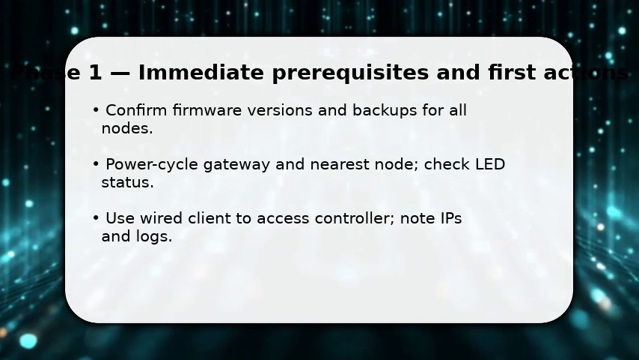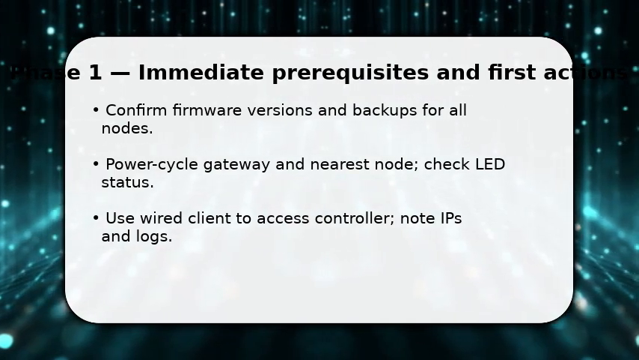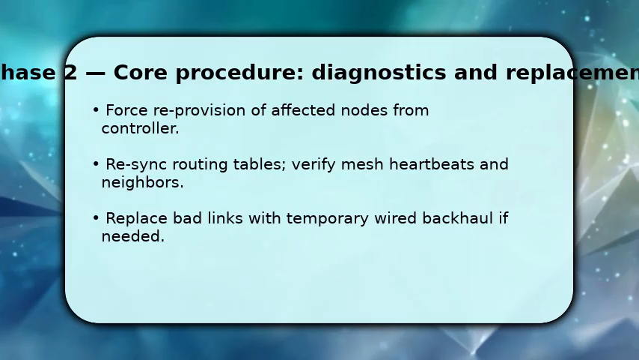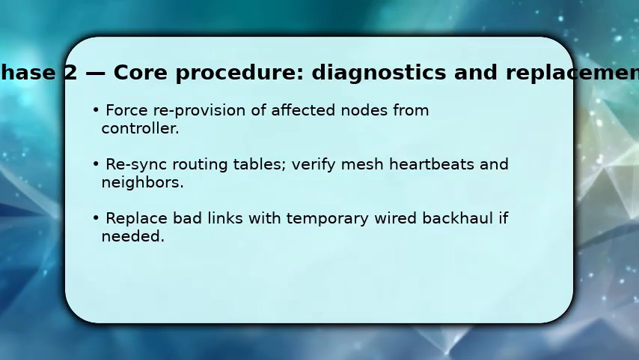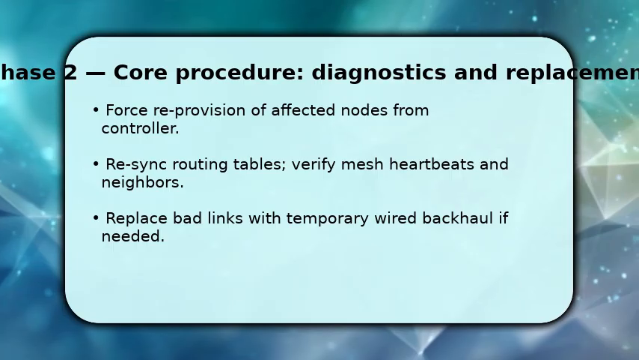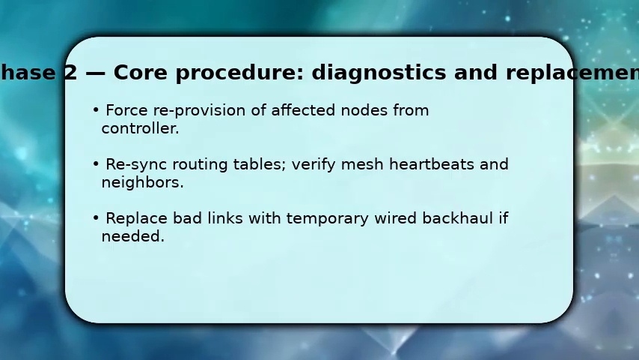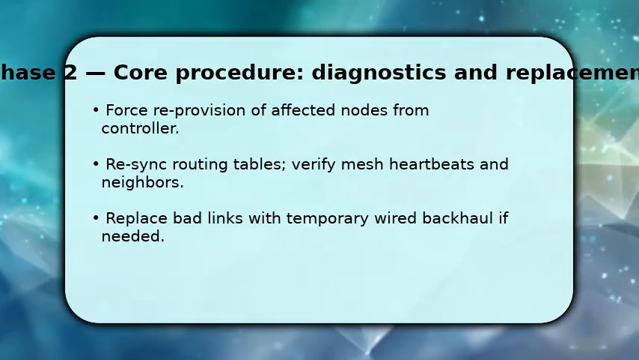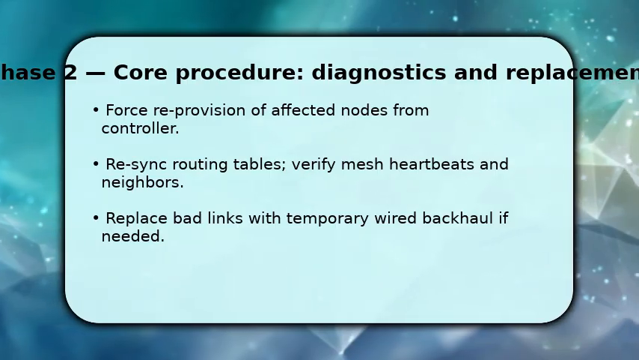Next, you reprovision problem nodes so they receive a clean configuration, because corrupted states often persist across reboots. Once reprovisioned, force a routing table resync and watch the mesh heartbeats. Ensure each node lists expected neighbors.